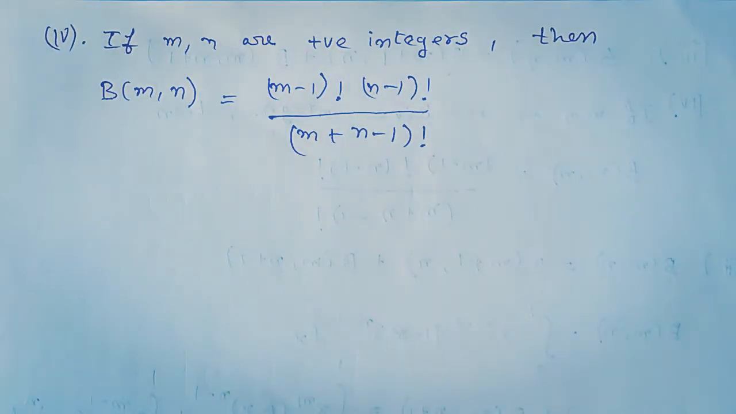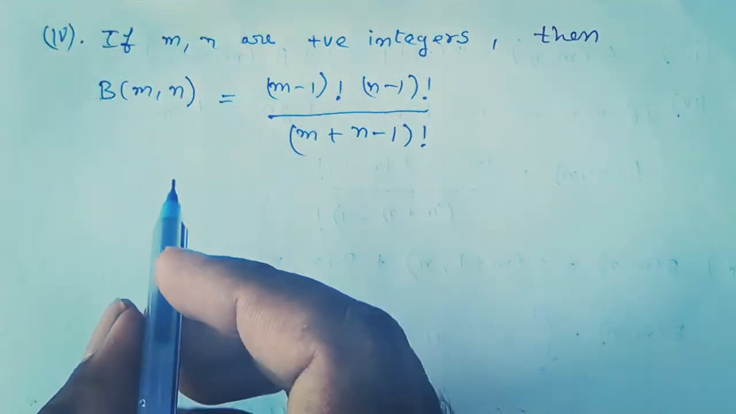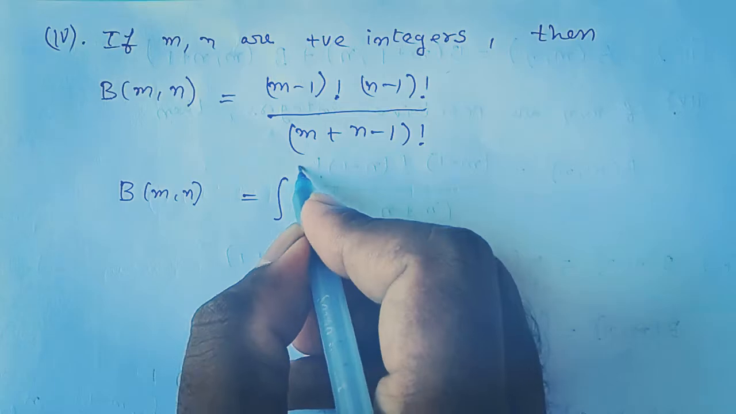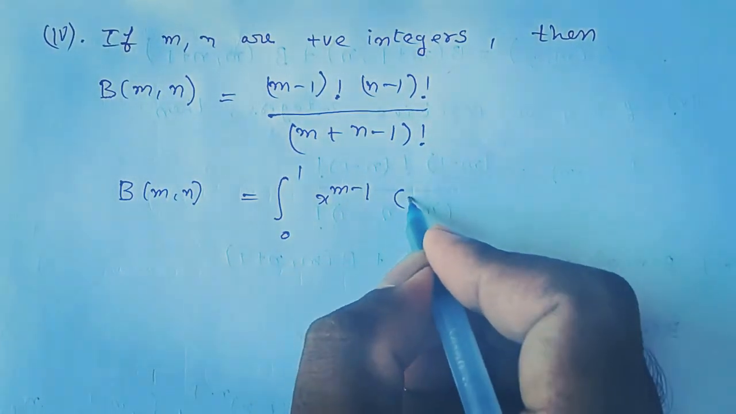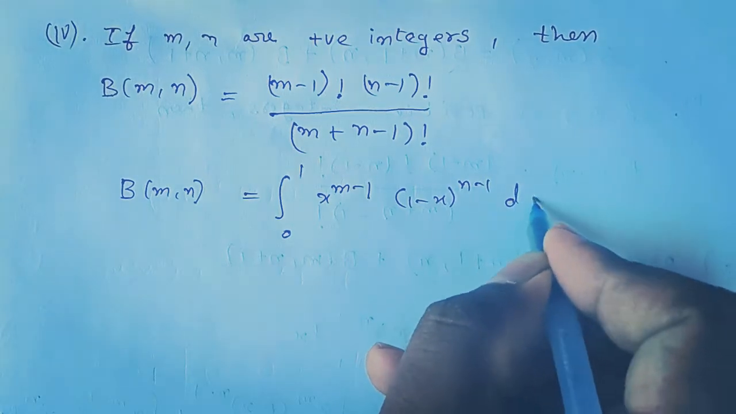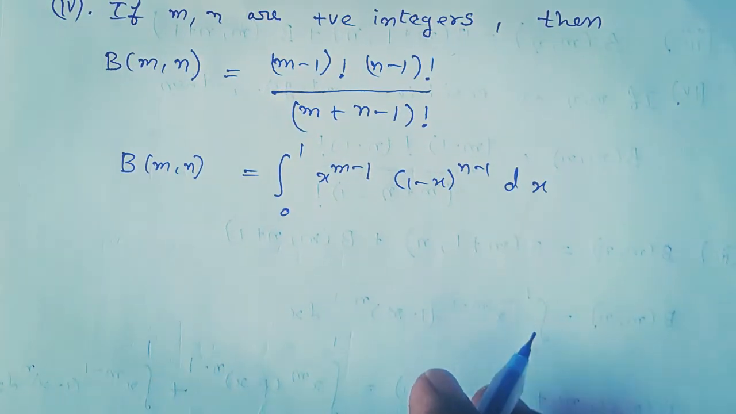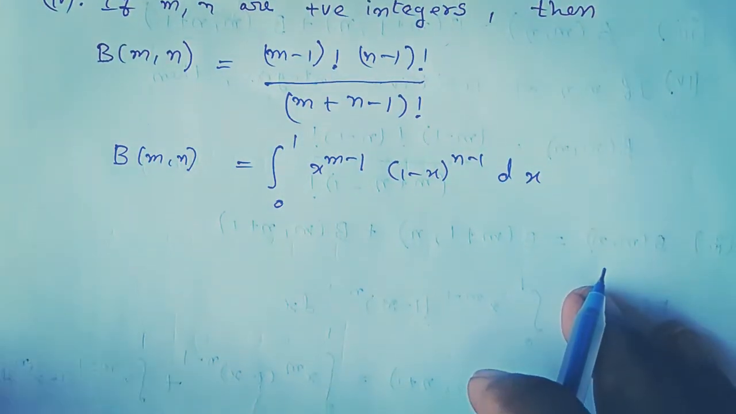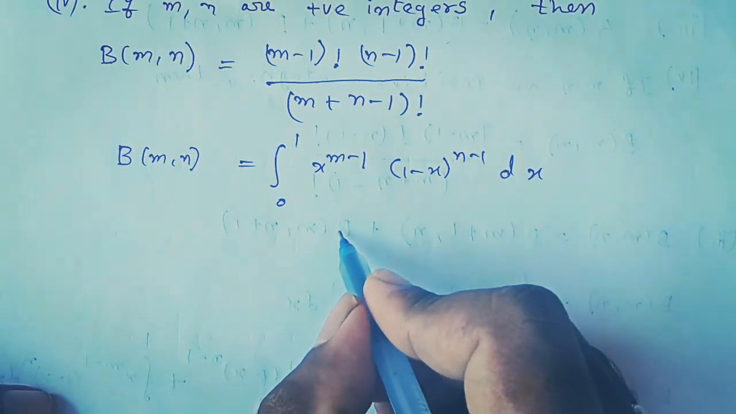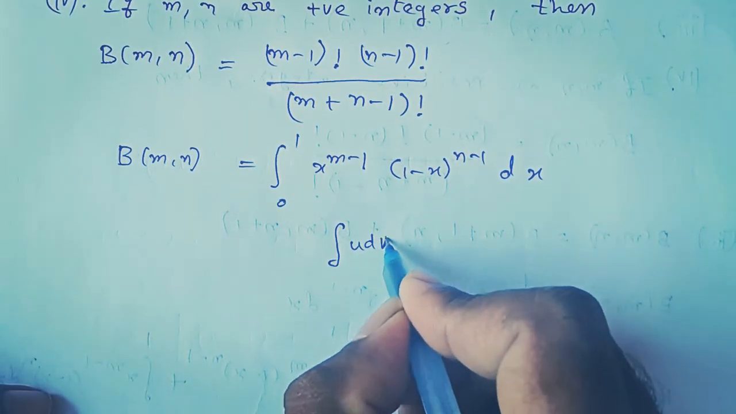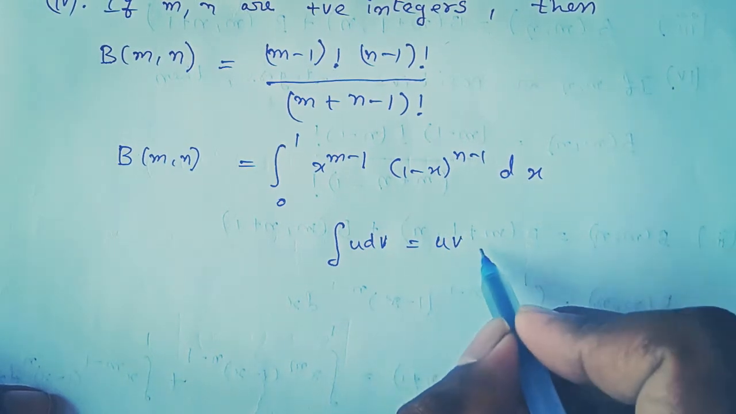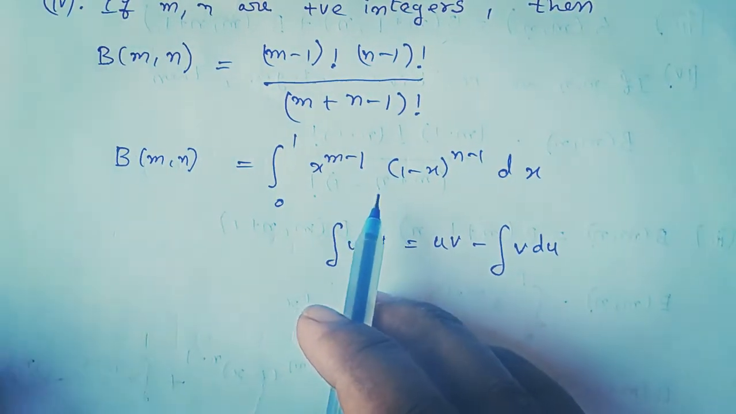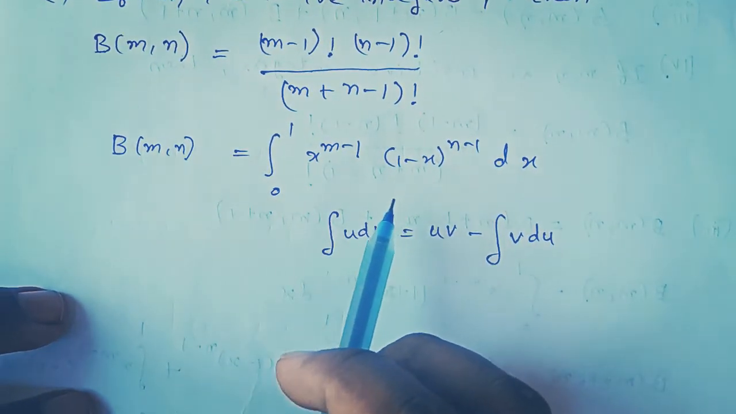Now let us prove this property. By the definition of the beta function, we have B(m,n) = integral within the limits 0 to 1 of x^(m-1) (1-x)^(n-1) dx. Now let us integrate this by parts. The integration by parts formula is integral u dv = uv minus integral v du. Therefore here in this integration we have to consider one function as u and another function as v.